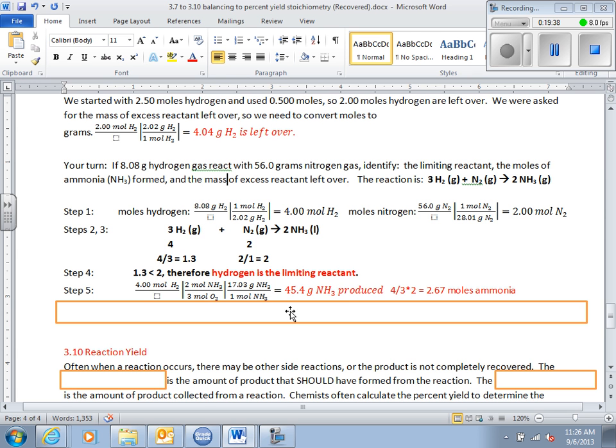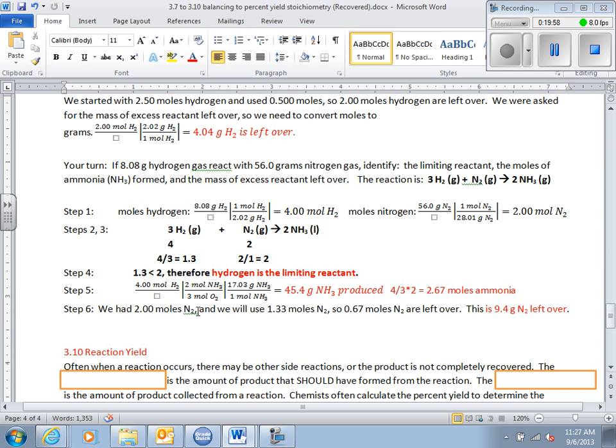Remember, you find out how much you used based on the limiting reactant. Hydrogen was limiting. Again, pause, try this on your own. I have to figure out how much N2 was used, and I subtract that from how much I started with. And then I will convert that to grams because that's what was asked for, and here it is. So we had 2 moles of N2. We're going to use 1.33. We convert the hydrogen to nitrogen, and it's a 3-to-1 ratio. So 4 divided by 3 times 1 is 1.33. So 2 minus the 1.33 is 0.67 moles left over. Convert that to grams, and we get 9.4 grams of N2 left over.